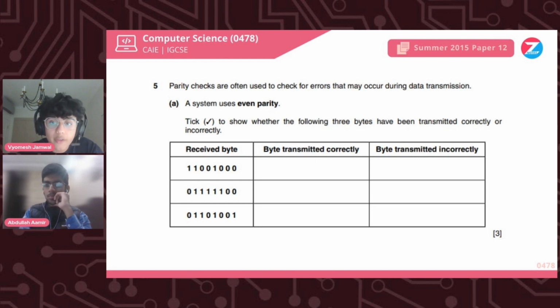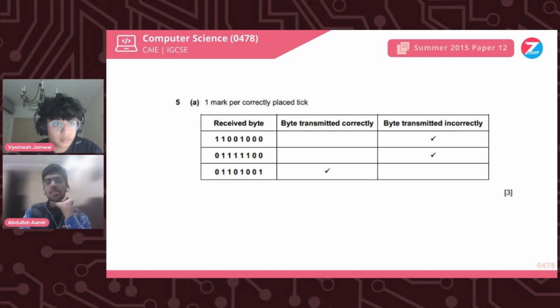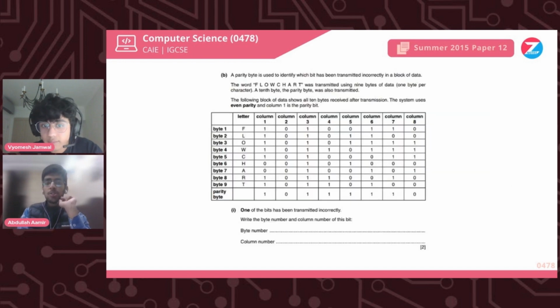But if we look at the last option, 0, 1, 1, 0, 1, 0, 0, 1. Let's count the number of ones that we have here. There are 4 ones, and the system uses even parity, which shows that the byte was transmitted correctly according to the parity bit. And if you go to the markings, you are able to see that the first two were incorrect, the last one was correct. Now, this one is once again the continuation of that question from the past.